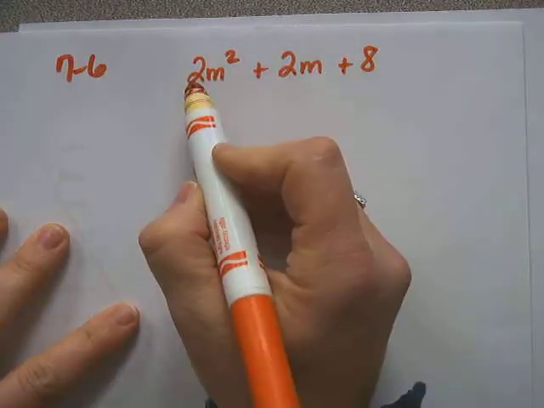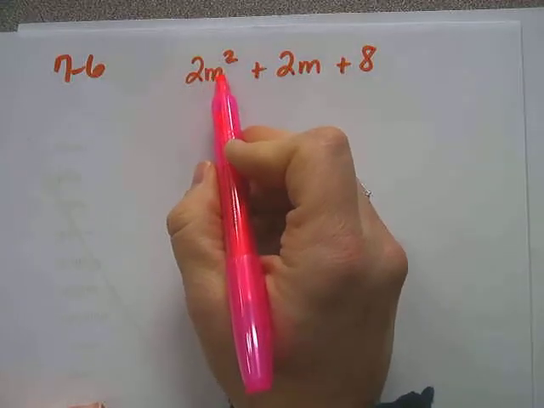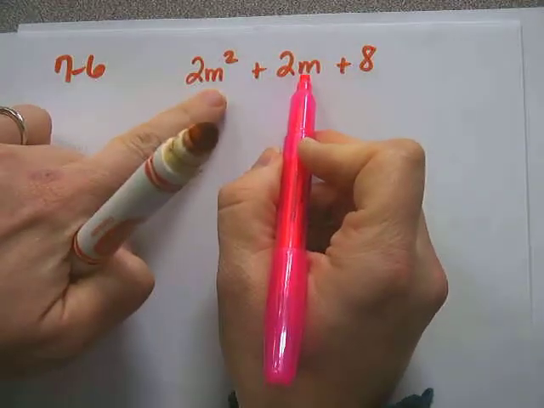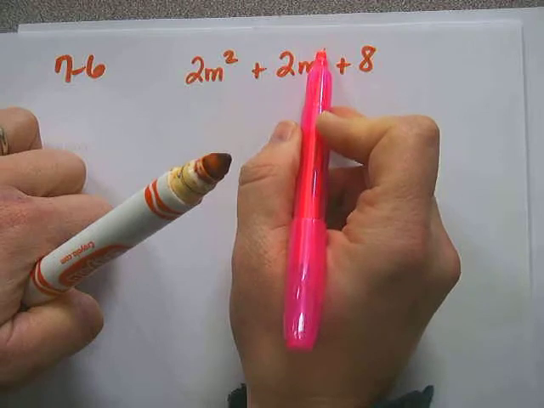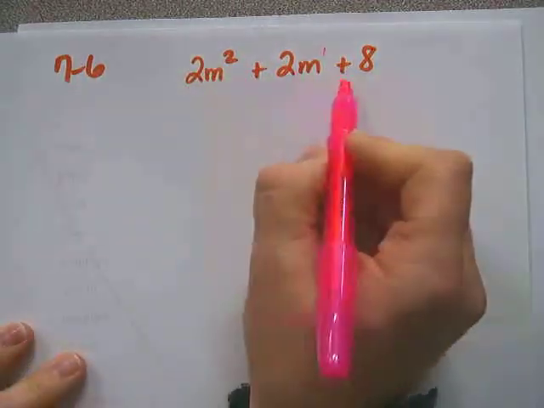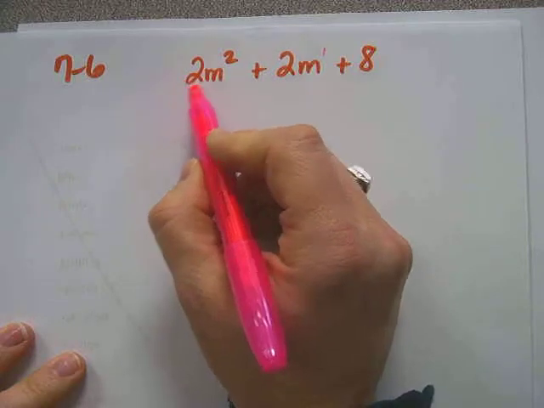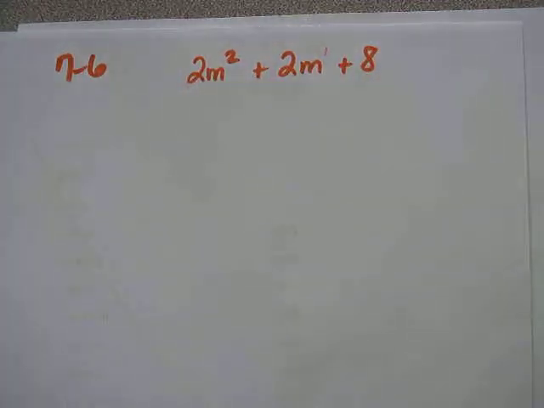And just as a review, like terms are only terms that have the exact same variable component, not just the same variable. So I see these two things both have an m, but this is an m to the first power and this is an m to the second power. And when we're adding together, we cannot add together two things unless their variable component is exactly the same.